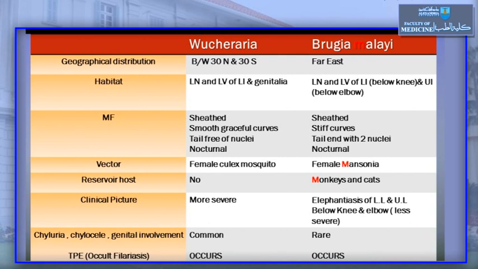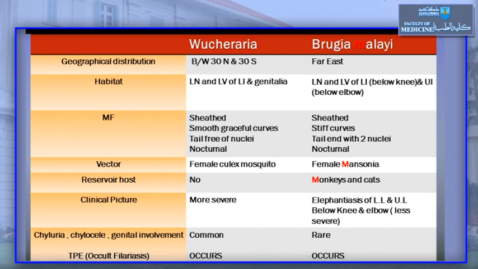Regarding the differences between Wuchereria and Brugia, Wuchereria is present between 30 north and 30 south, but Brugia in the Malayan Peninsula. Habitat of Wuchereria is in the lymph nodes and vessels of the lower limb and genitalia. Here in Brugia it is distal to the elbows and knees. Microfilariae of both are sheathed and both are nocturnal, but here the tail end is free of nuclei and here with 2 nuclei. Here it is smooth and graceful, and here it is stiff.